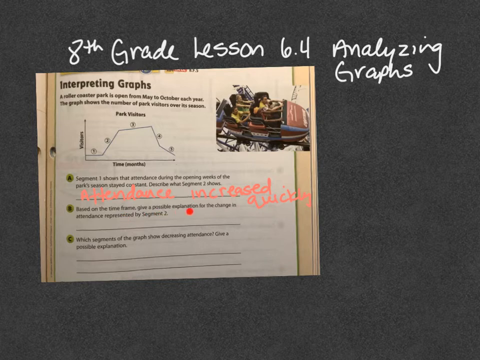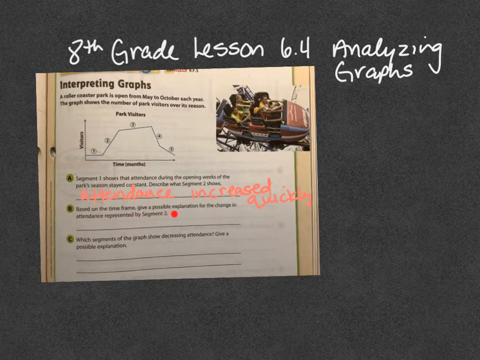Based on the time frame, give a possible explanation for the change in attendance represented by segment 2. Why would it have risen so much? We have a roller coaster park. Let's think of the scenario. A roller coaster park that opened up in May. It had some attendance, and then suddenly, maybe around June-ish, it went up. What happens in a year between May and sometime in June where people are suddenly free to go to amusement parks? Right, school let out. So probably school let out right here. You have school letting out, and then you have lots of people going, and even still more people going. This is probably like June and July and even into August maybe.